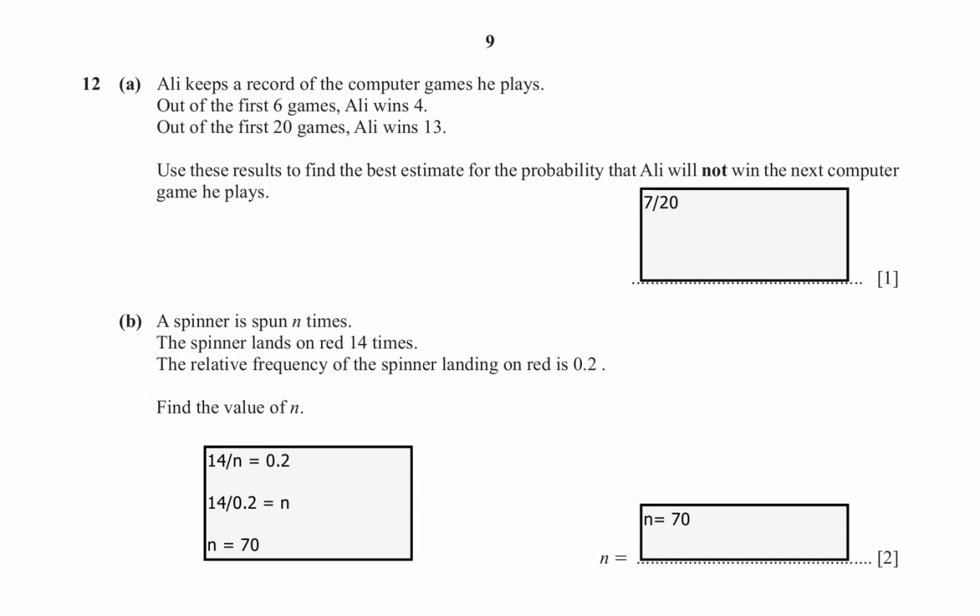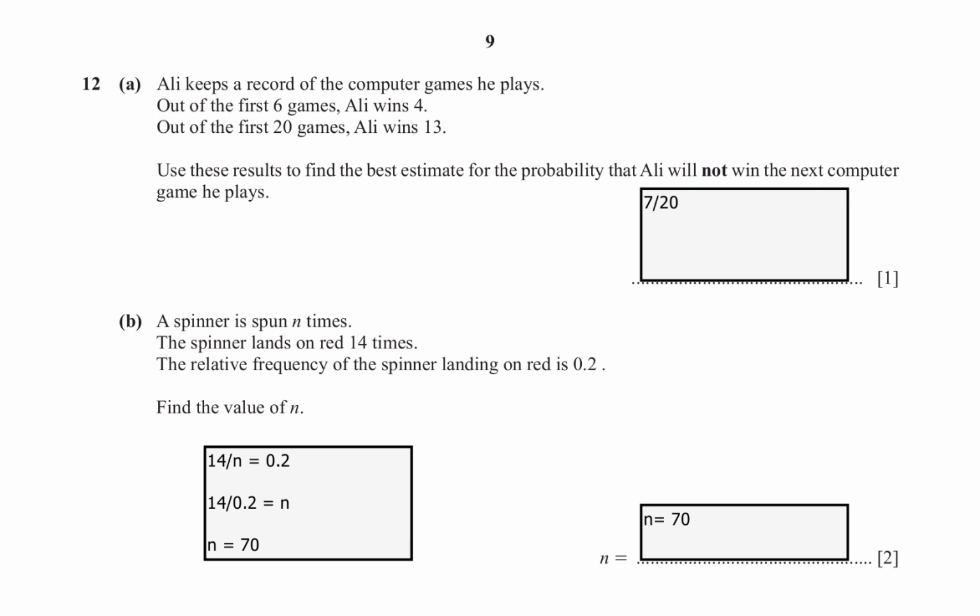Ali keeps a record of the computer games he plays. Question number 12. Out of the first 6 games, Ali wins 4. Out of the first 20 games, Ali wins 13. Use these results to find the best estimate for the probability that Ali will not win the next computer game. The probability that Ali wins is 13 over 20. So the probability that he will not win is 1 minus 13 over 20, which is 7 over 20.